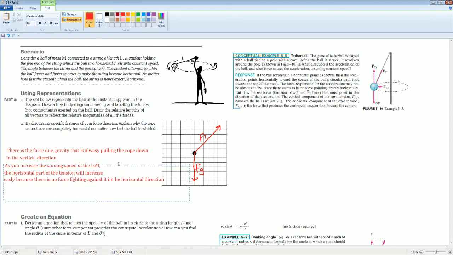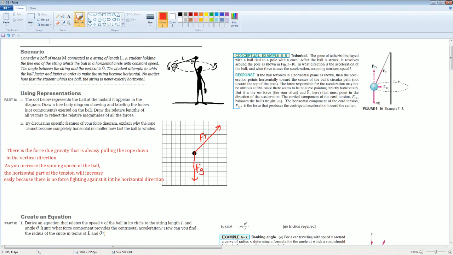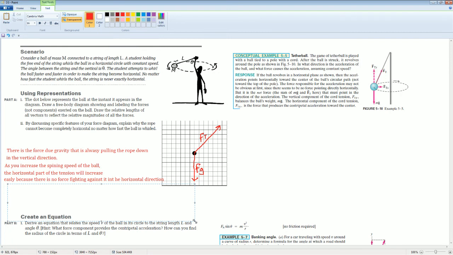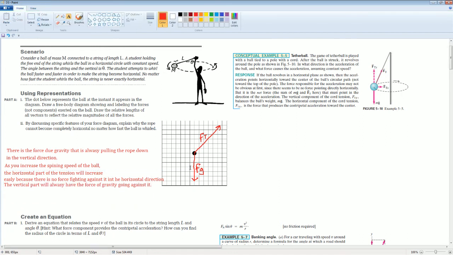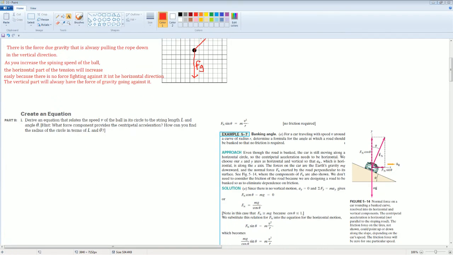Again, there's no force fighting the horizontal part. The vertical part will always have the force of gravity going against it. It will be super impossible unless you weaken the force of gravity. That's the only way. If you weaken the force of gravity, you could sort of get it up, because there's that vertical part of the force of gravity pulling against it. Okay, so this is a quick explanation, but the math here works much better.